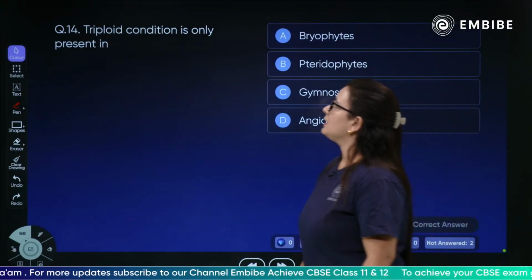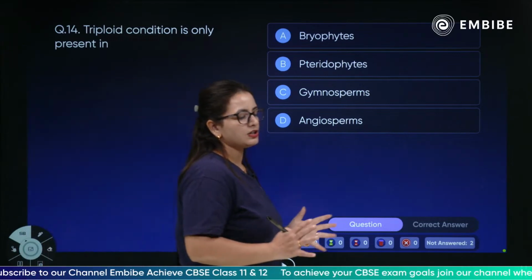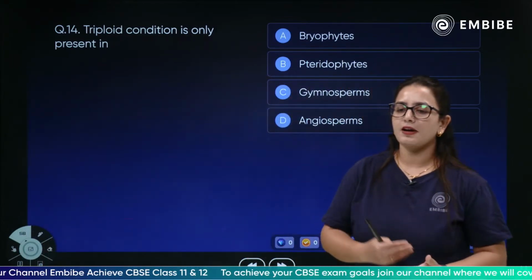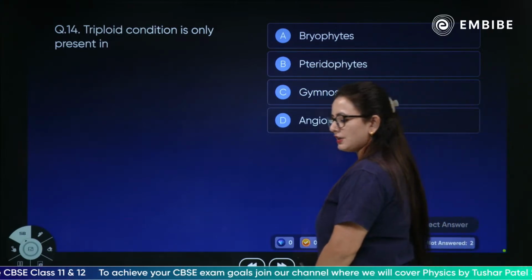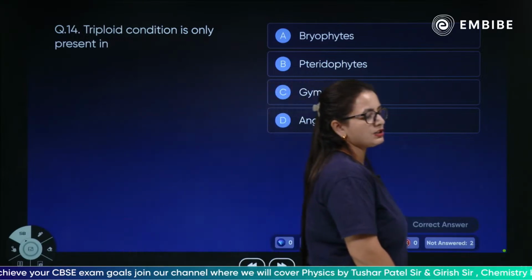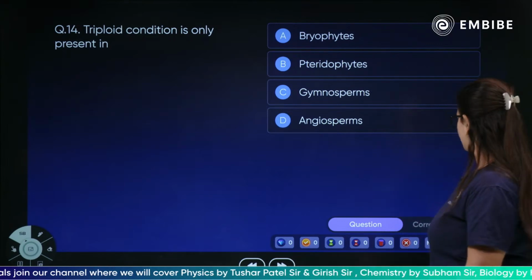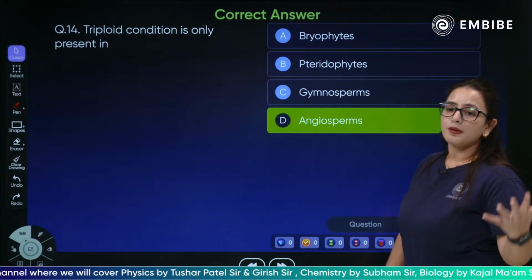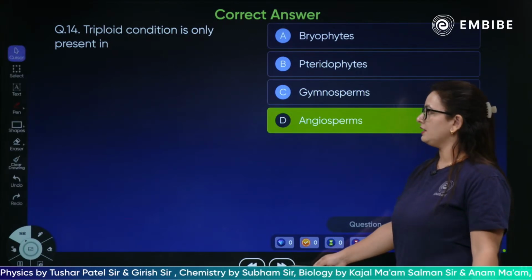Next question, children: the triploid condition is only present in which group? Bryophyte, pteridophyte, gymnosperms, angiosperms. The triploid condition is present in the angiosperms. This is the unique feature of the angiosperms, that they have a triploid condition.